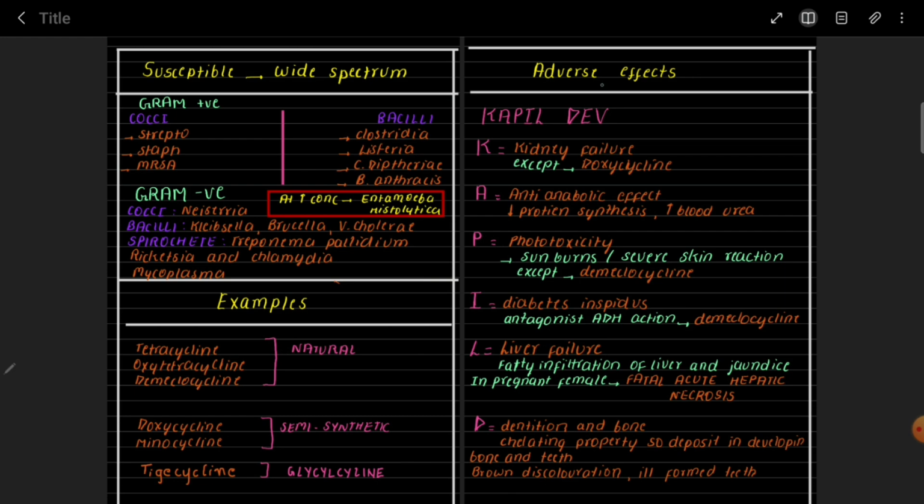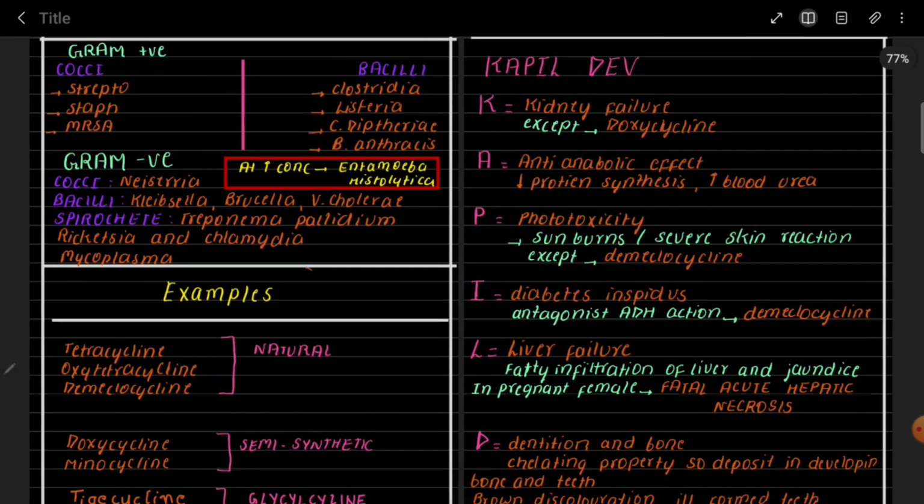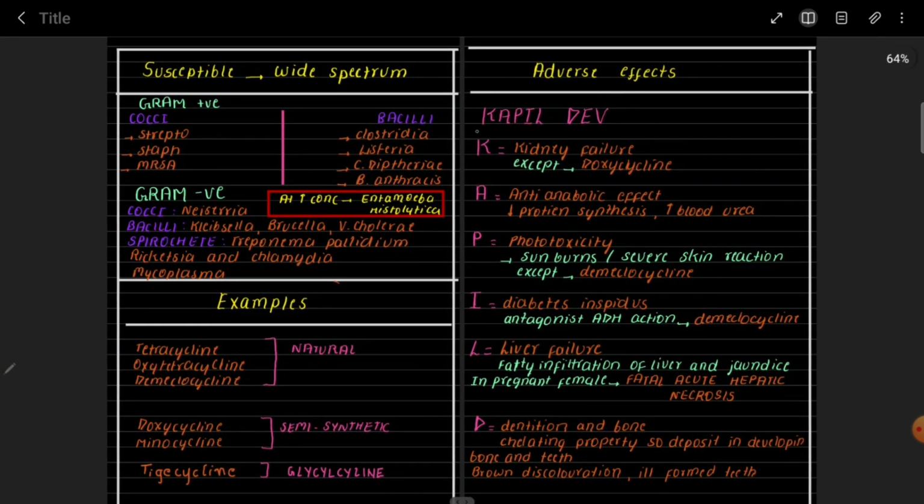Coming to the adverse effects of tetracyclines, you can remember them very easily by the acronym Kapil-Dev. We've taken them from the GRG textbook. K stands for kidney failure. We just saw that tetracyclines were mostly excreted through the kidney, so it is not surprising that they cause kidney failure. But there is an exception, which is doxycycline. It does not cause kidney failure. So now, if you ever face an MCQ that says which of the following tetracyclines does not cause kidney failure, you can mark doxycycline without a second thought.